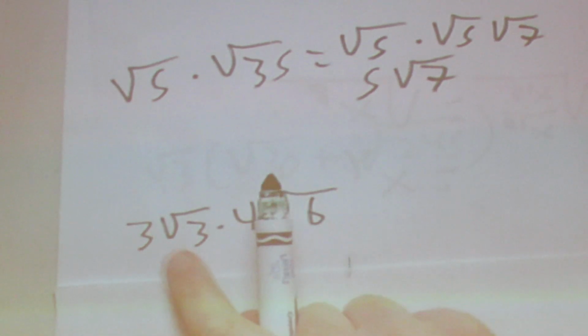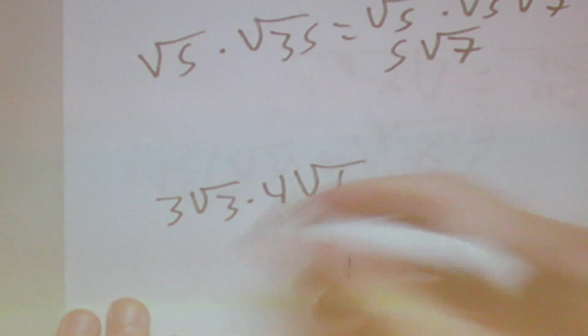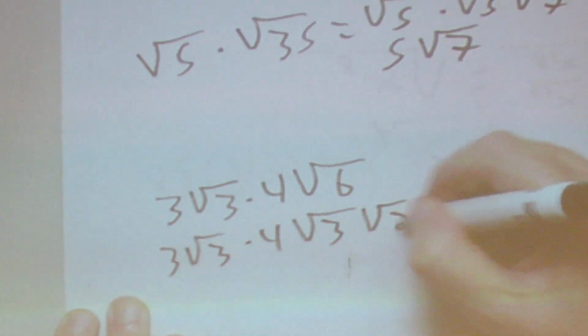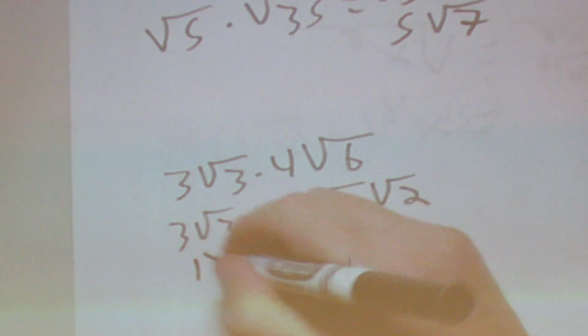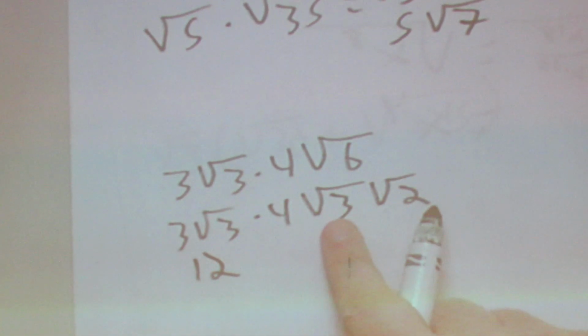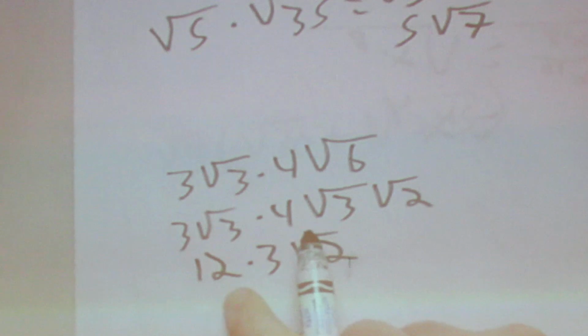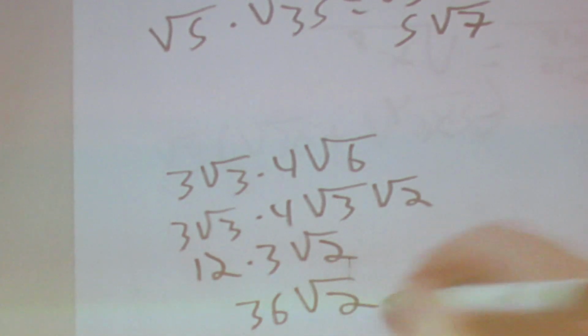Next, we have 3 square root of 3 times 4 square root of 6. If we do the same thing, 3 square root of 3 times 4 square root of 3 times square root of 2. Now we can say that 3 times 4 is 12. Square root of 3 times square root of 3 is 3, and then we're left with square root of 2. 12 times 3 is 36 square root of 2.